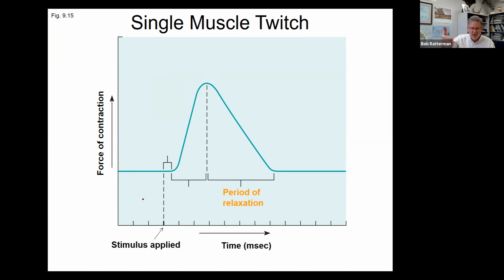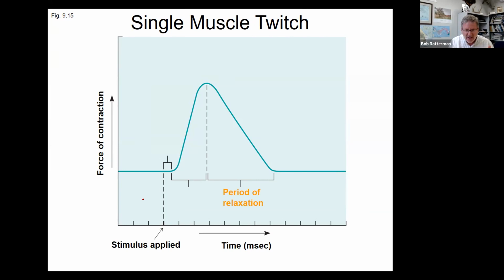And if you remove the calcium from the troponin, what's going to happen to the tropomyosin? It's going to slide over, blocking the binding sites. Can the cross bridges form between the myosin and the actin? No. The answer is no. What's going to happen to the sarcomere? It is going to elongate. That's called relaxation.